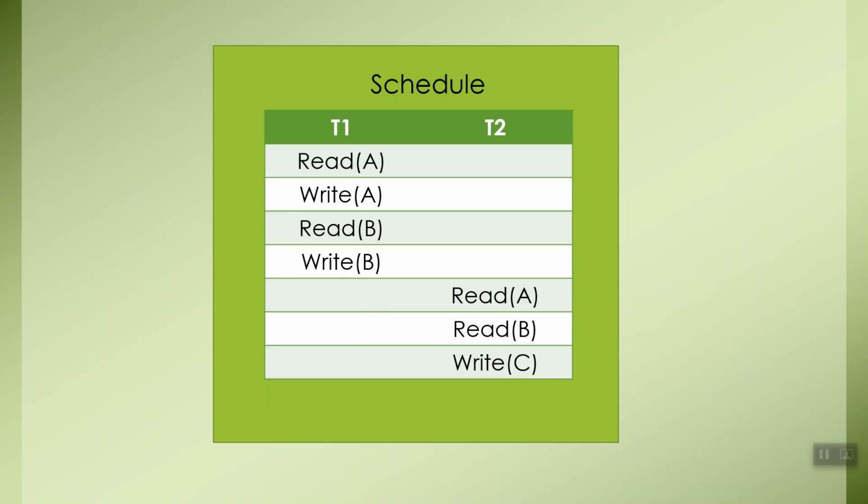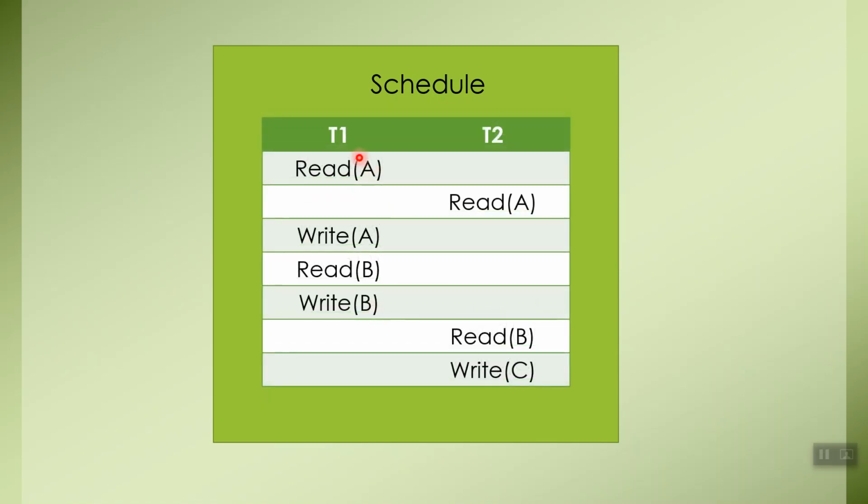Okay, now we'll see one more example. Now see, we are considering the same transactions T1 and T2. If you see this column, T1 is going to perform the same instructions and T2 is also performing the same operations. The only difference between this slide and the previous slide is that their execution timings are changing.